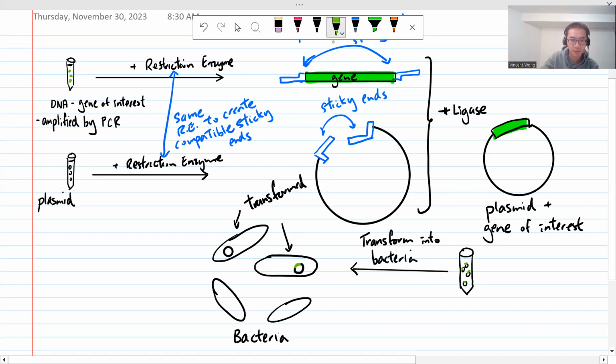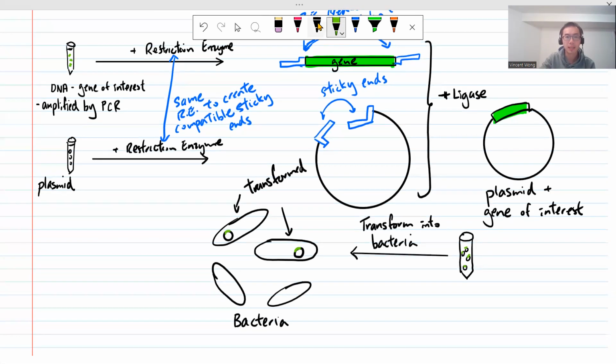And we can use different methods to encourage them to take it. We can heat them up. We can give them some cold shock. We can give them some electric current, different ways to encourage them to take it up. And then these bacteria, these ones here, they did not take up plasmid.